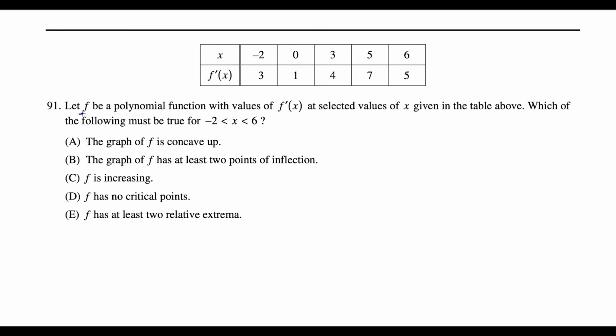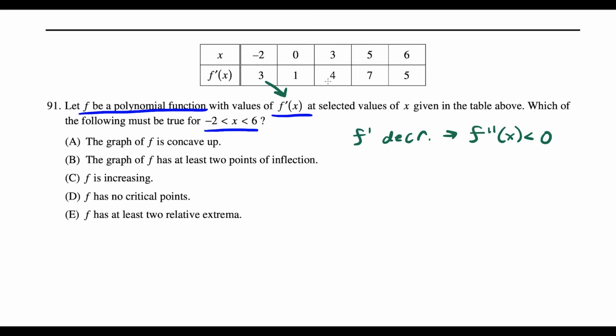Question 91, we have f is a polynomial function, and we have values of f prime in the table above. We want to know which of the following must be true from -2 to 6. Well, the key here is to pay attention to the y values, that f prime goes from 3 to 1, which means that f prime is decreasing. And if f prime is decreasing, I'll abbreviate here. F prime is decreasing means that f double prime, the slope of f prime, has to be negative. And if f double prime starts off negative, that means this graph starts off concave down, the graph of f.